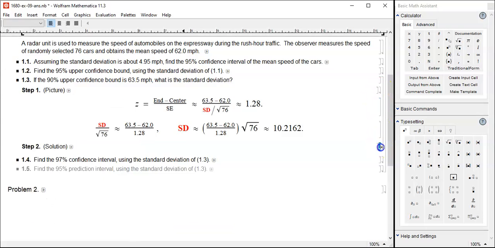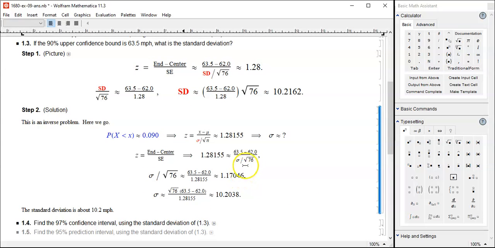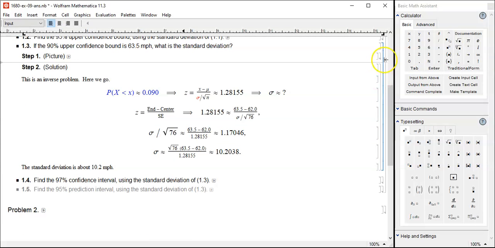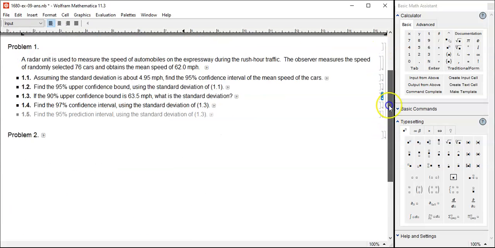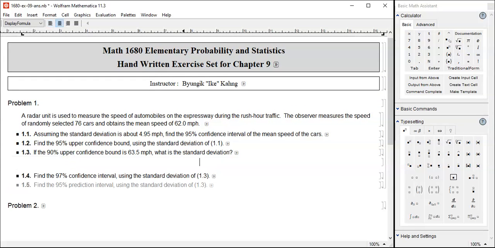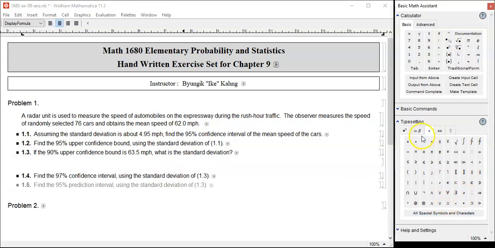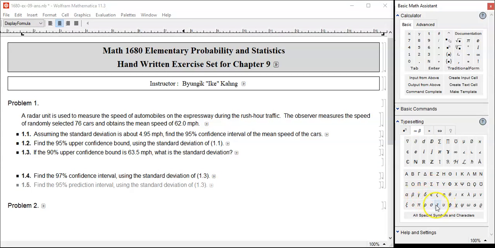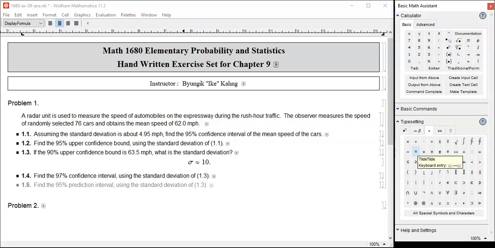Let's see, do we have a solution here? Yes, exactly the same thing. Changing this and that, so we get this equation, and flipping this denominator to the other side, we get that. Okay, what did we get? We got sigma. The standard deviation is about 10.22. Okay, we're going to use this to answer the final problem here.